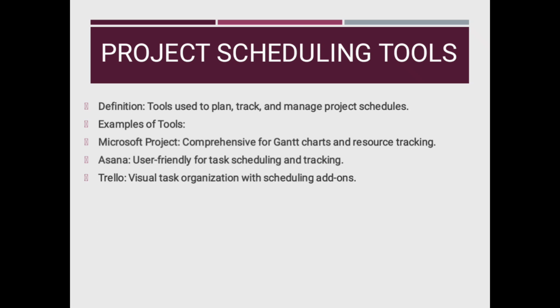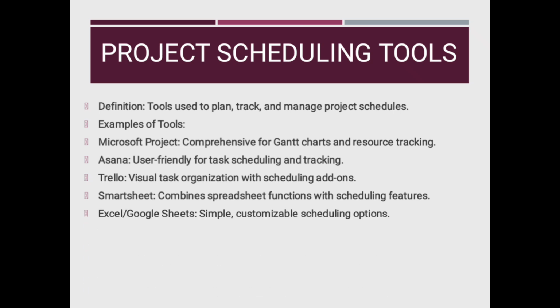You can also have another one that is Asana. This one is user friendly. Then you have Trello. This one is very easy for organizing tasks. From there, we have another one known as Smartsheet. This one has spreadsheet functions just like Excel. Then I've got Excel as well as Google Sheets. This one is very simple to use whenever you want to write Gantt charts.